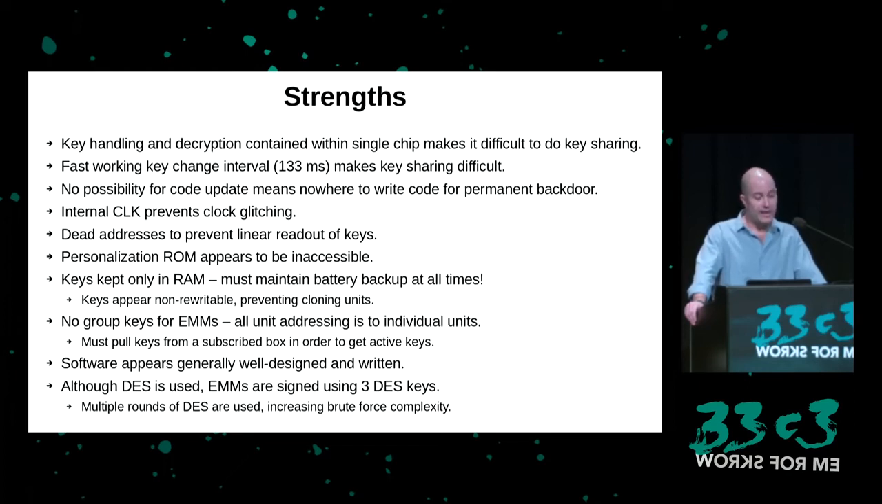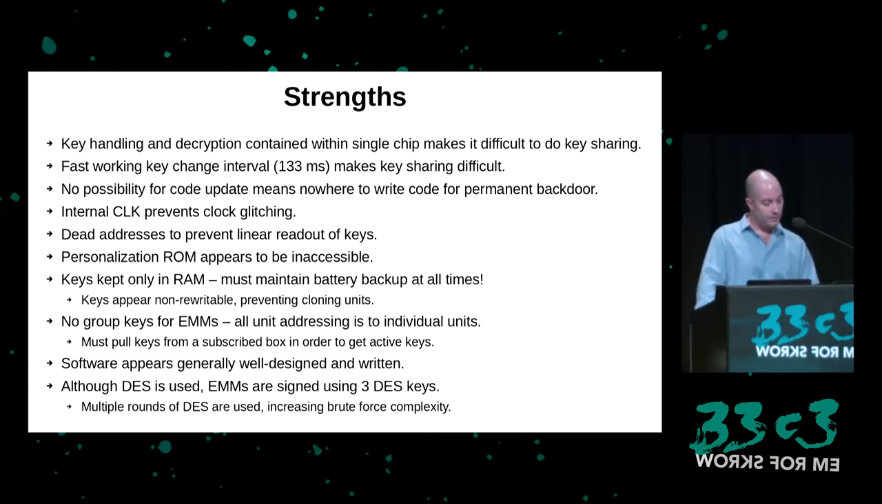The lack of code in any rewritable memory means there's nowhere to write code for a permanent backdoor to disable the access, or to disable the access controls. I listed this also as a weakness, but in fact this is a strength as it limits the attacker's capability to install any kind of persistent backdoor. The chip operates on an internal clock, eliminating clock glitch attack and making timing a voltage glitch a lot more difficult.